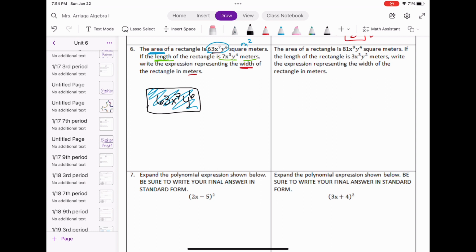And then they give you the length. So you can either make the top the length or the side the length. I'm going to make it the top. Okay, so what's the formula for finding area? It's area equals length times width. But we're not finding area, we're finding width. And you can see in 6b, I'm going to do it quickly, but here let me show you why we're going to be dividing. So we write area equals the length, which is 7x cubed y to the 4th, times the width.